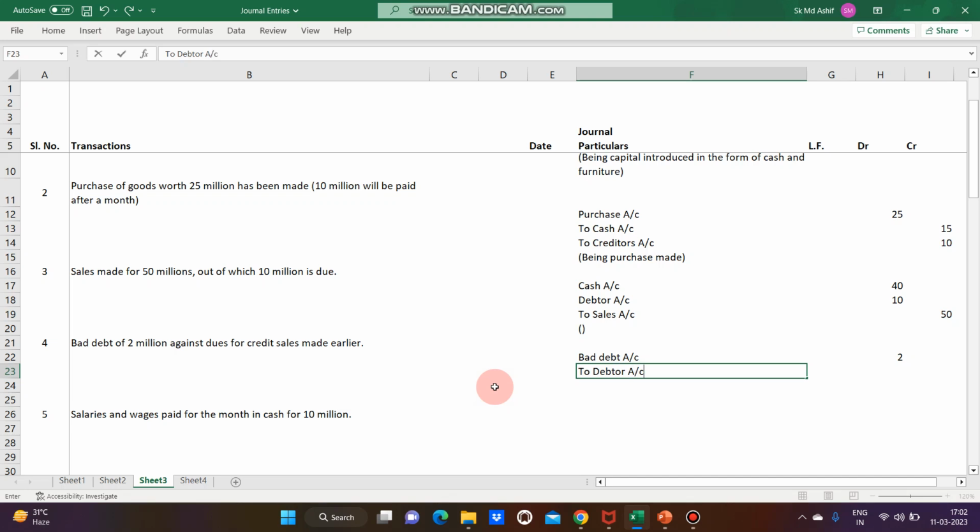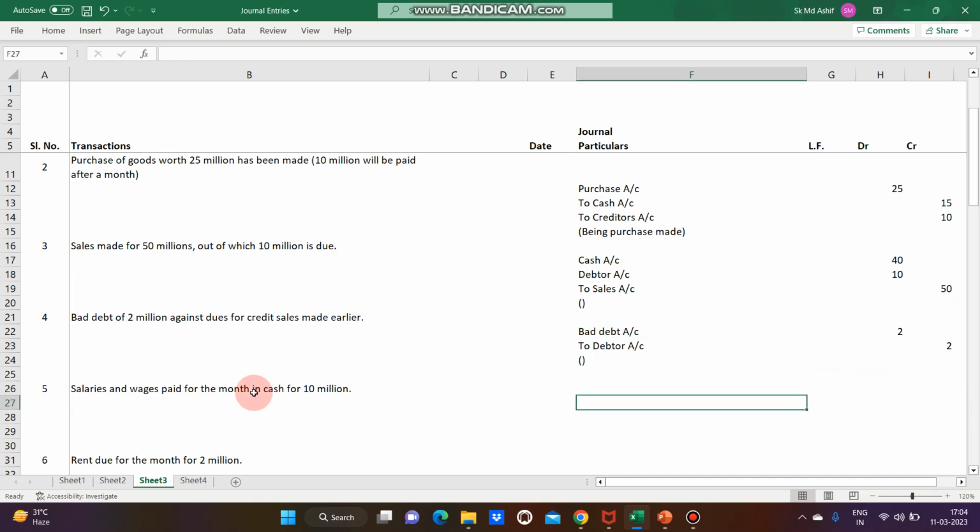Now why has this debtor account been credited? Because the debtor here was 10, which was a debit, out of which 2, now we are sure that we won't receive. So here debtor was debited because there was an increase in debtor. Now 2 is reduced from this debtor, so I have to credit it. Narration, again I'm not writing it.